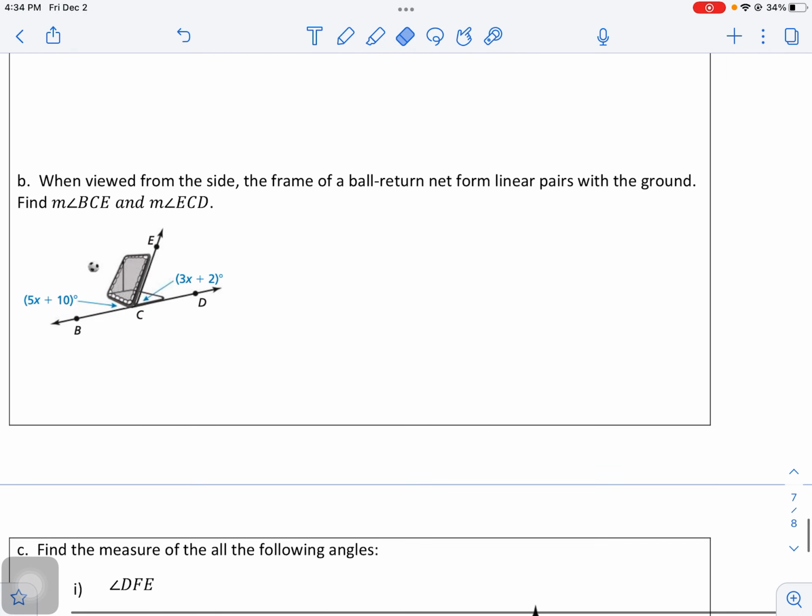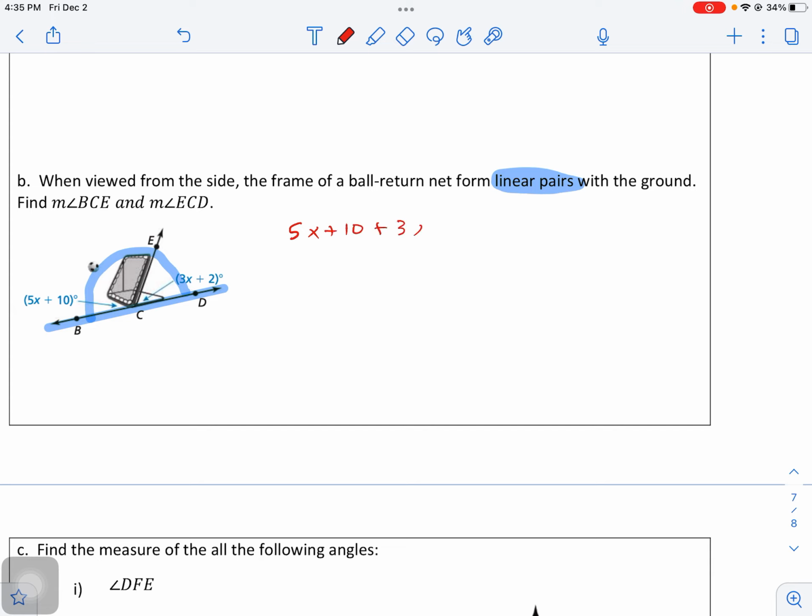Go down to B. When viewed from the side, the frame of a basketball return net forms linear pairs with the ground. Find the measure of angle BCE and the measure of ECD. So I have the straight line right here. Remember, straight lines are 180. These two angles add to be 180 because it says right in my problem that they form a linear pair, and linear pairs are 180 degrees. So those two angles add to be 180 degrees.